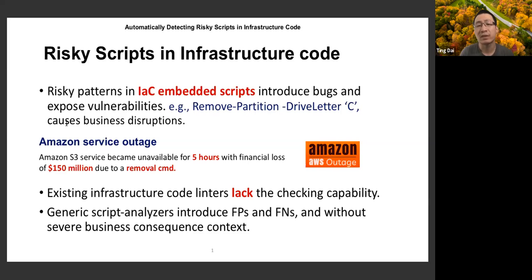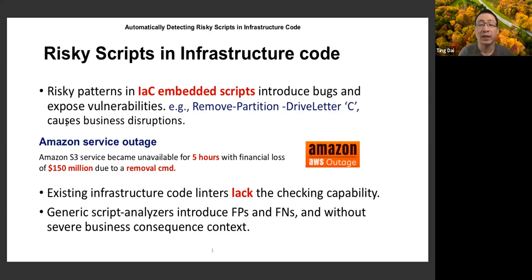The consequences of the risky IaC embedded scripts are severe and sometimes disastrous. For example, in 2017, the Amazon S3 service became unavailable for 5 hours with financial loss of $100 million due to a removal command invoked by a system administrator who inadvertently removed a large set of servers.